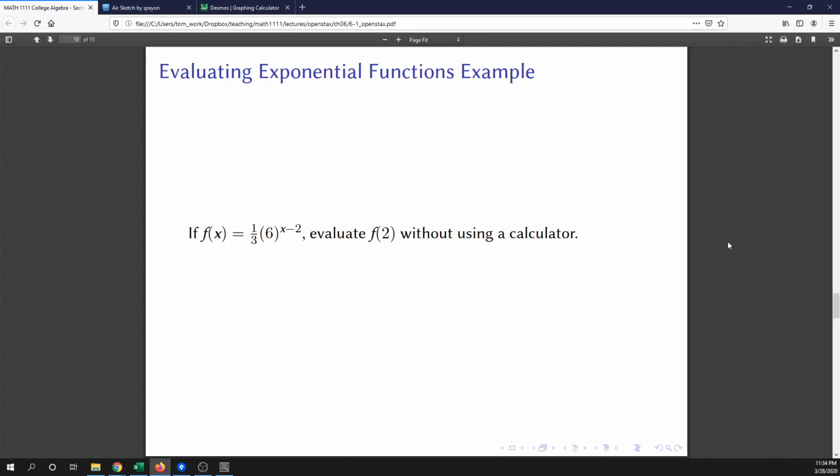Okay, in this section, they want us to evaluate some exponential functions without using a calculator. All right, so let's take a look at how we would do that. Remember, evaluate just means to plug in the number that they tell us. So in this case, they're wanting us to plug a 2 into the function f of x equals 1/3 times 6 to the x minus 2.